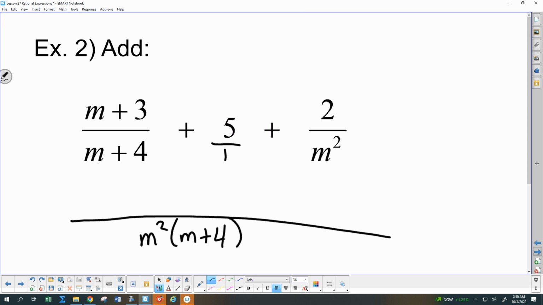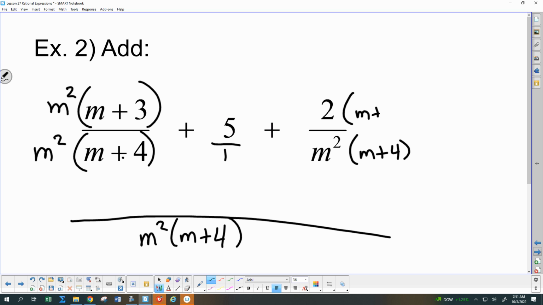This one has the m plus 4, so it is missing the m squared. Because that had a plus in it, I've got to put parentheses around it. Same thing for the numerator. Any numerators or denominators with pluses or minuses, put parentheses around them and distribute. The last one, we've got the m squared, but we need the m plus 4. The middle one, we need everything. We need the m squared, and we need the m plus 4. And again, we write it both places.